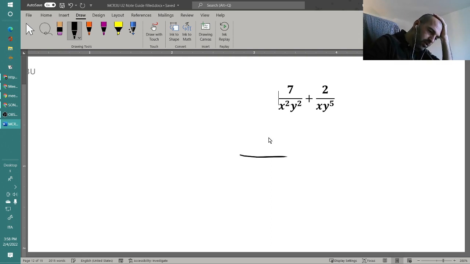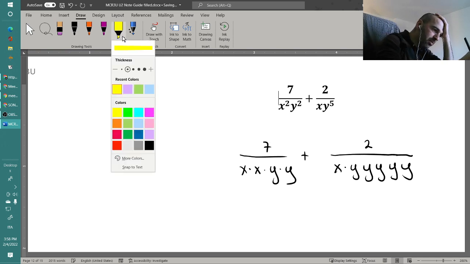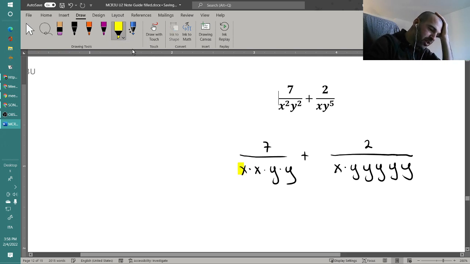So this is going to be x times y times y. It's going to be x times y, y, y, y, y. Putting a 2 there and a 7. So here you might say, well, how am I going to deal with these colors? There's a common one.